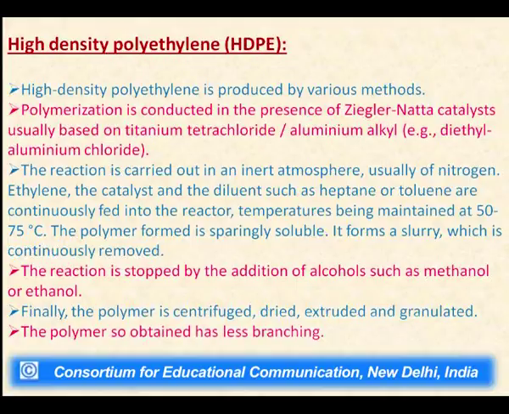Here the ethylene, the catalyst and a diluent such as heptane or toluene are continuously fed into the reactor, the temperature being maintained at 50 to 75 degrees centigrade. Then the polymer formed is sparingly soluble. It forms a slurry which is continuously removed from the vessel. The reaction is stopped by the addition of alcohols such as methanol or ethanol. And finally, the removed slurry or polymer is centrifuged, dried, extruded and then granulated. The polymer so obtained has less branching.